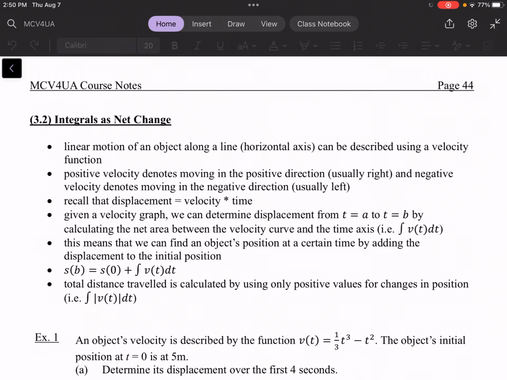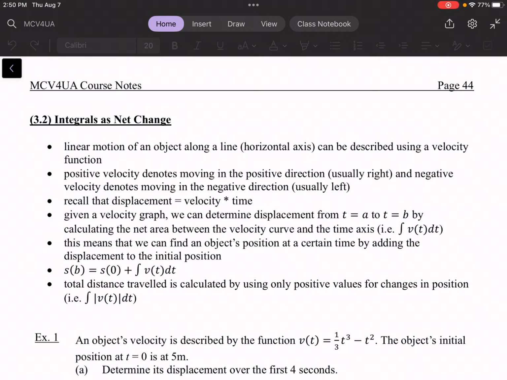Hello and welcome to lesson 3.2, integrals as net change. Today we're going to see how we can use integrals to calculate displacement, total distance traveled, things like this, and also use it in calculating other aspects.